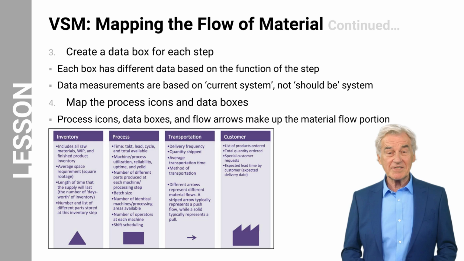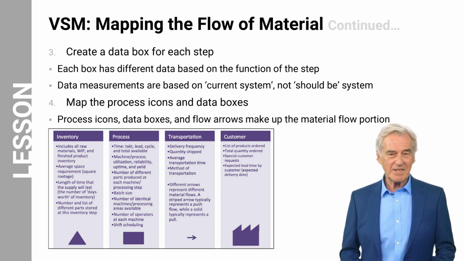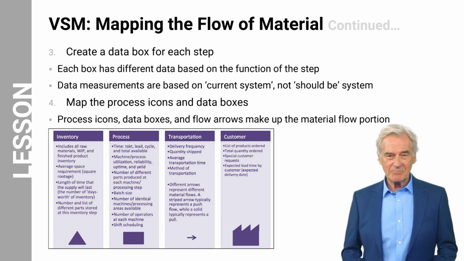The third step is to create a data box for each step. Data boxes have different data based on the function of the step. The data measurements are based on the current system, not the should-be system. The fourth step is to map the process icons and data boxes. The process icons, their appropriate data boxes, and flow arrows make up the material flow portion of the value stream map. The figure shown here illustrates and explains VSM icons and data boxes.